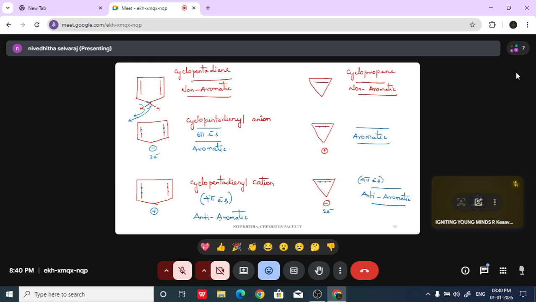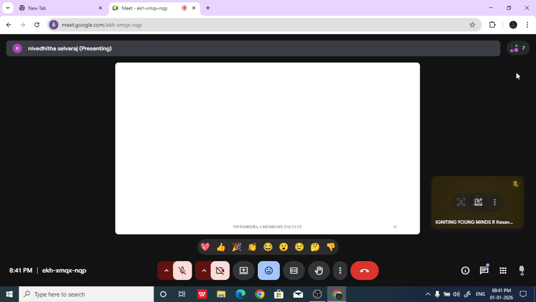Could you please name these systems? Cyclopropenyl cation, cyclopropenyl anion, ma'am. That's it. Cyclo, prop, ene, yl. Since it is positively charged, it is cation. And cyclo, prop, ene, yl, anion. That's it. Okay. Three more systems.